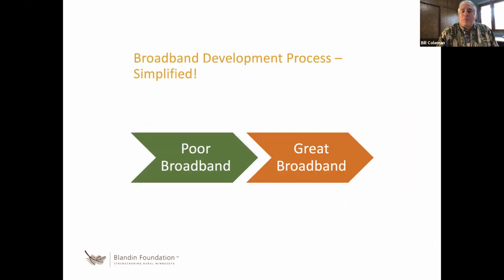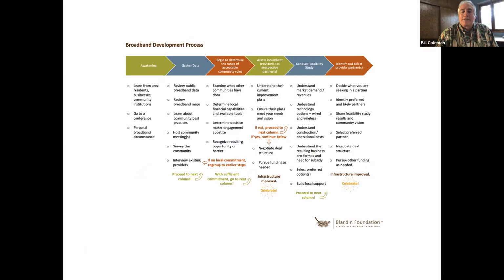For those who have been with our previous webinars, you've seen my broadband process, simple version. And that's what it's all about. How do we move from poor broadband to great broadband? And we know it's a more complex process here. We kind of like this new graphic, so I encourage you to download it from our Blandin site. And we know that there's a lot more arrows on this, back and forth and back to the beginning and jump forward and so on. But we think this represents a pretty good understanding of the broadband development process at the community level.